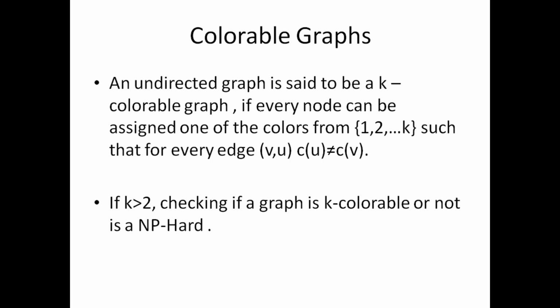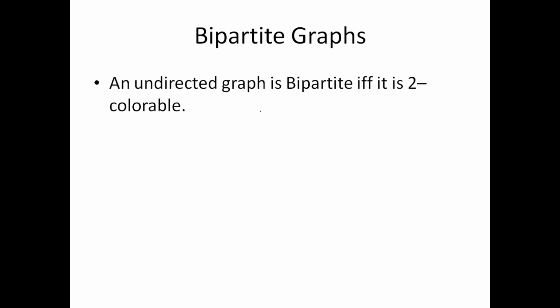So k is any positive number. If k is greater than 2, then checking if the graph is k-colorable or not is a hard problem. But the good news is that an undirected graph is bipartite if and only if it's two colorable. So we defined a bipartite graph, then we said what's a k-colorable graph. You must have wondered why I suddenly went to k-colorable graphs. There's a connection between two colorable graphs and bipartite graphs.